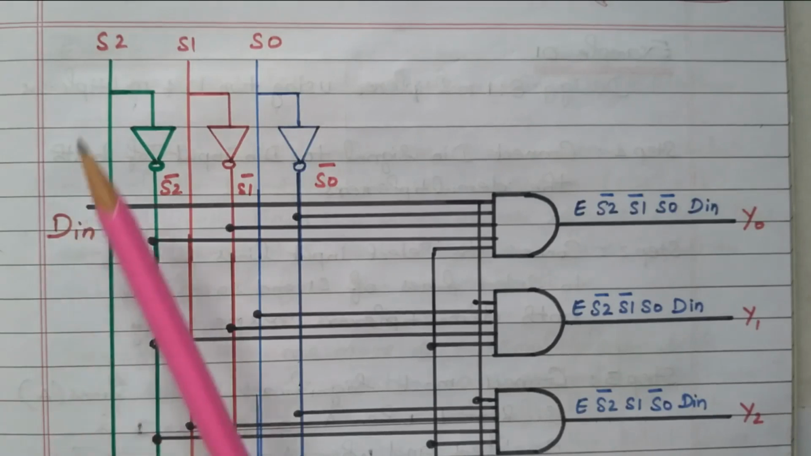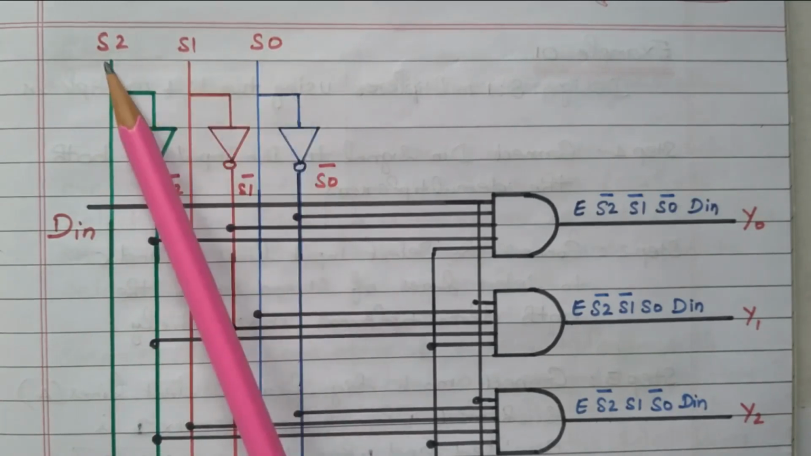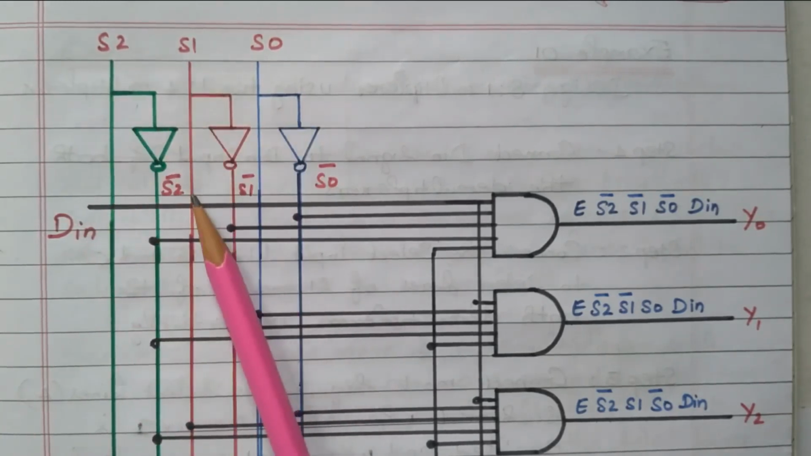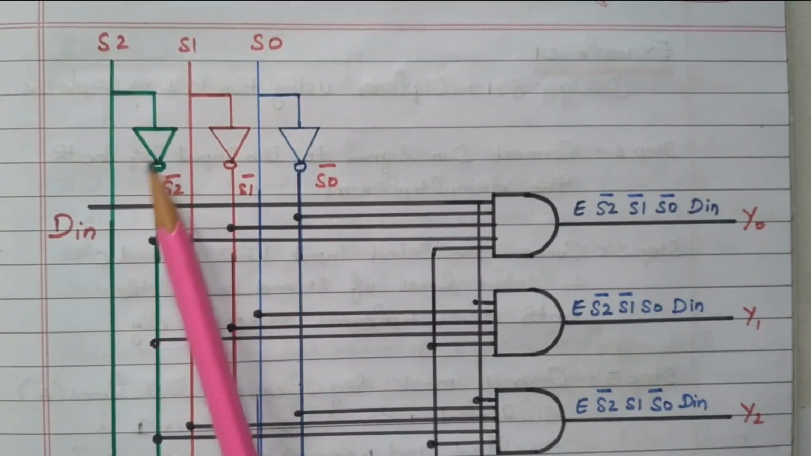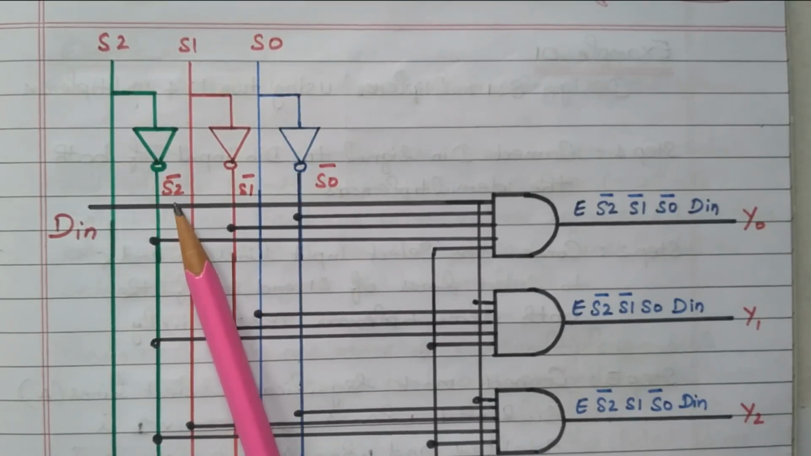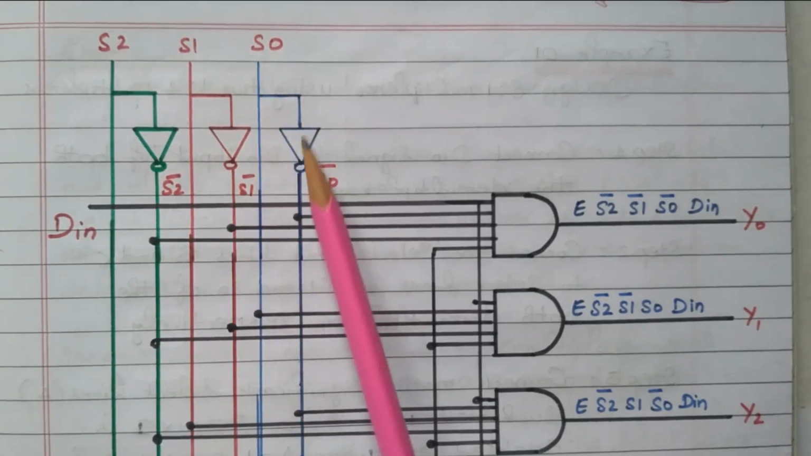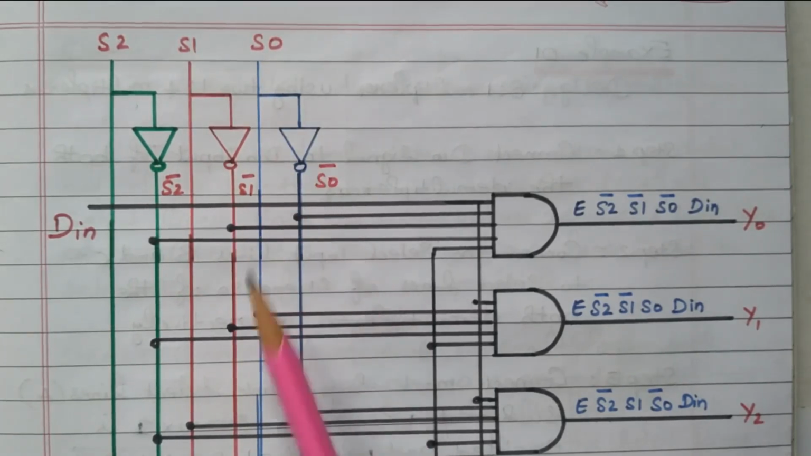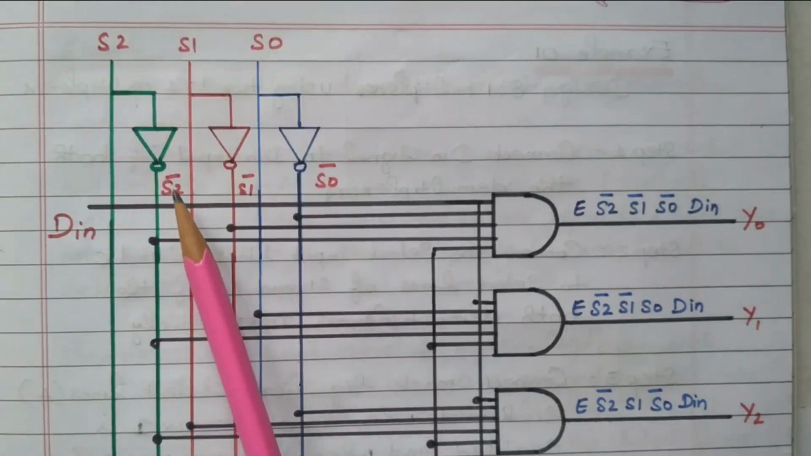So in this logic diagram, the 3 selection lines are available, S2, S1, S0. This line represents the S2 line. This is S1 line, this is S0 line. From S2, one tapping is taken, connected to the NOT gate, so that we got S2 dash, right? Here S2 is available, after the NOT gate we got S2 dash. Similarly, S1 is also connected with the NOT gate, so that we got S1 dash. In S0 also one NOT gate is connected, so that we got S0 dash. So all 6 possibilities are available: S2, S1, S0, S2 dash, S1 dash and S0 dash.